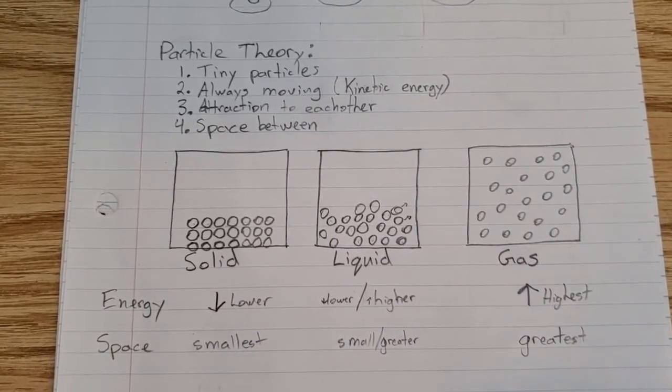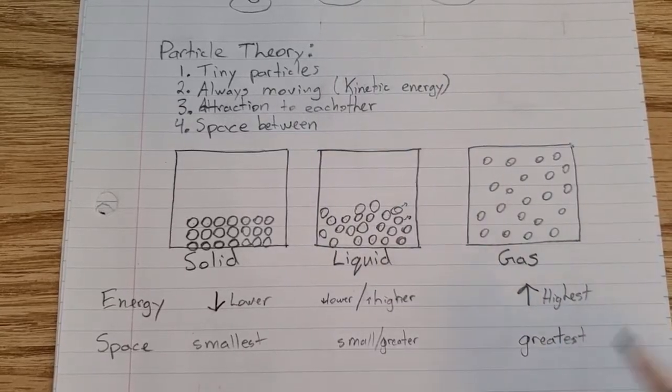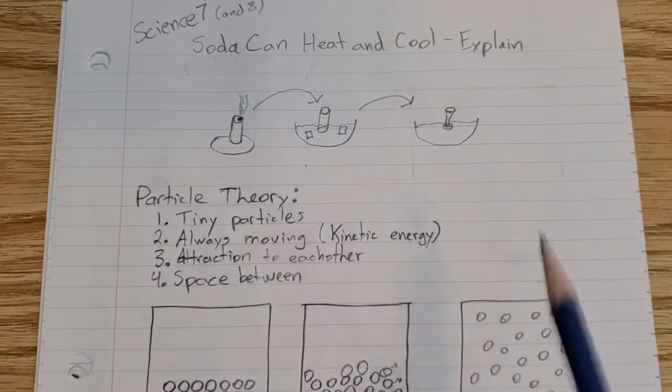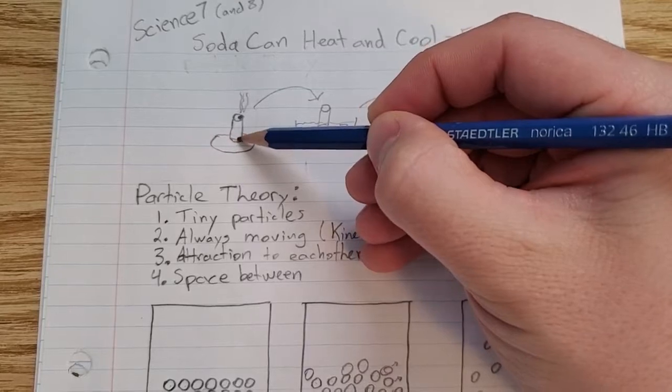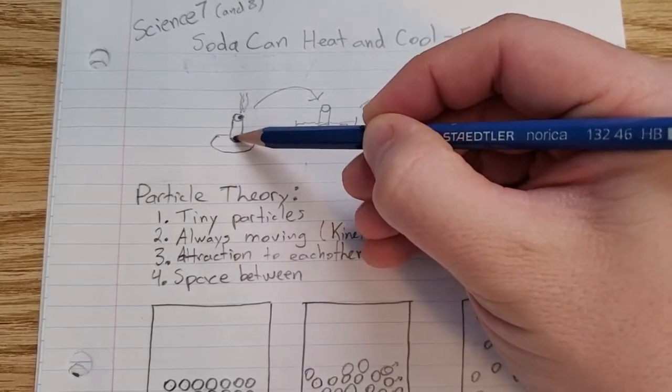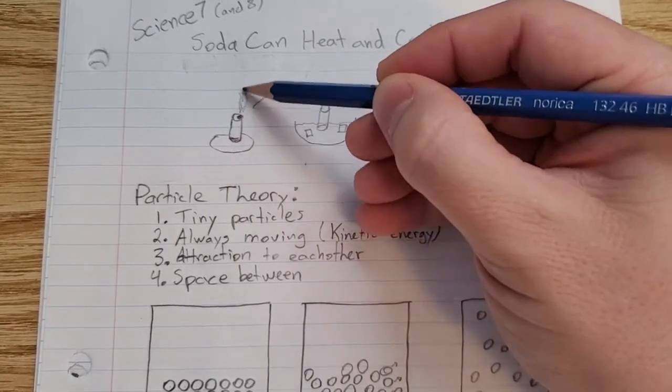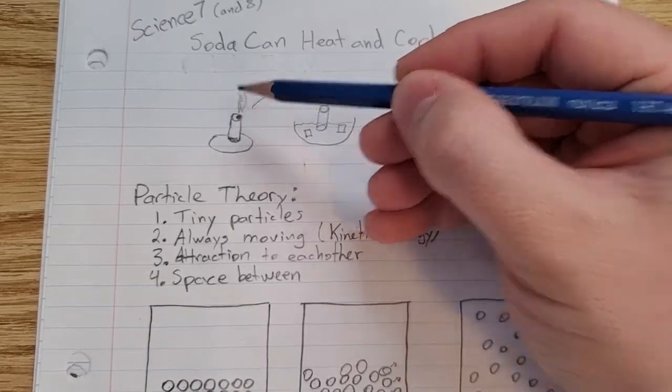So if we think about what we just did with our experiment, we had a bunch of water here in the bottom of this can, liquid. We heat it up, and what's the stuff coming out the top? It's water vapor.